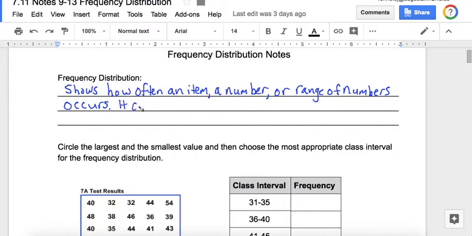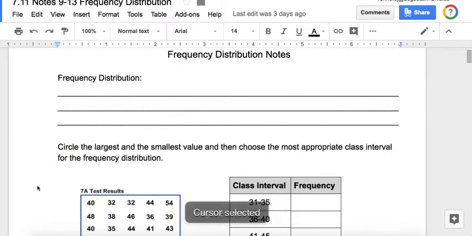It can be used to construct a histogram. So it can be used to construct a histogram, and we will learn about histograms in our next lesson. And histograms are very similar to bar graphs.